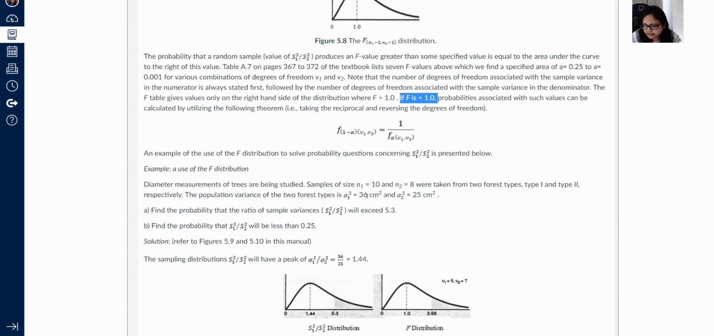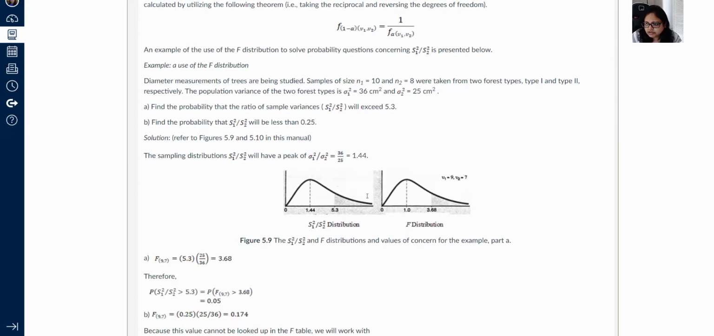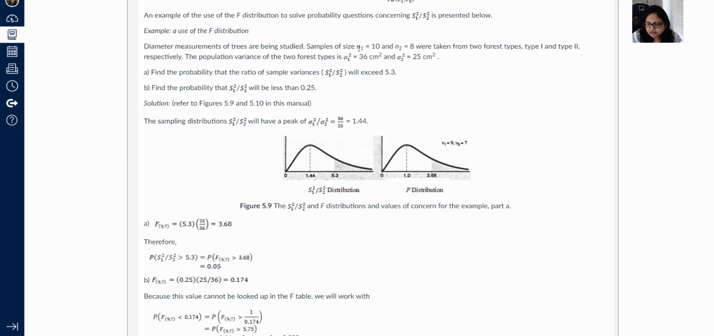You can see that we have two sample sizes and two variances given, and we need to find the probability that the ratio of sample variances will exceed 5.3. That means we are interested in the upper region, so let's talk about that first. Then we will also try to find the probability that it will be less than 0.25. That means the less-than area.